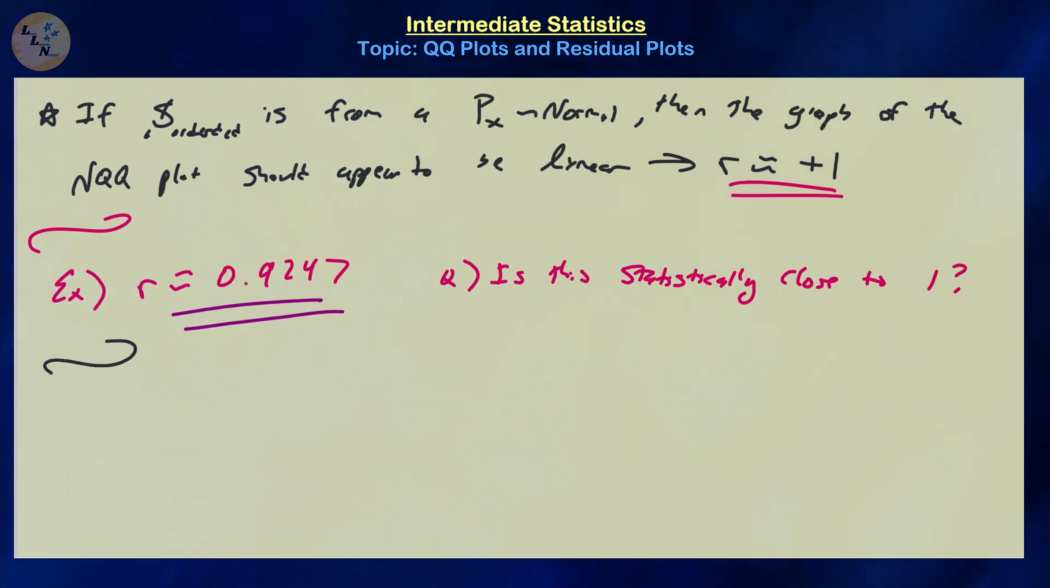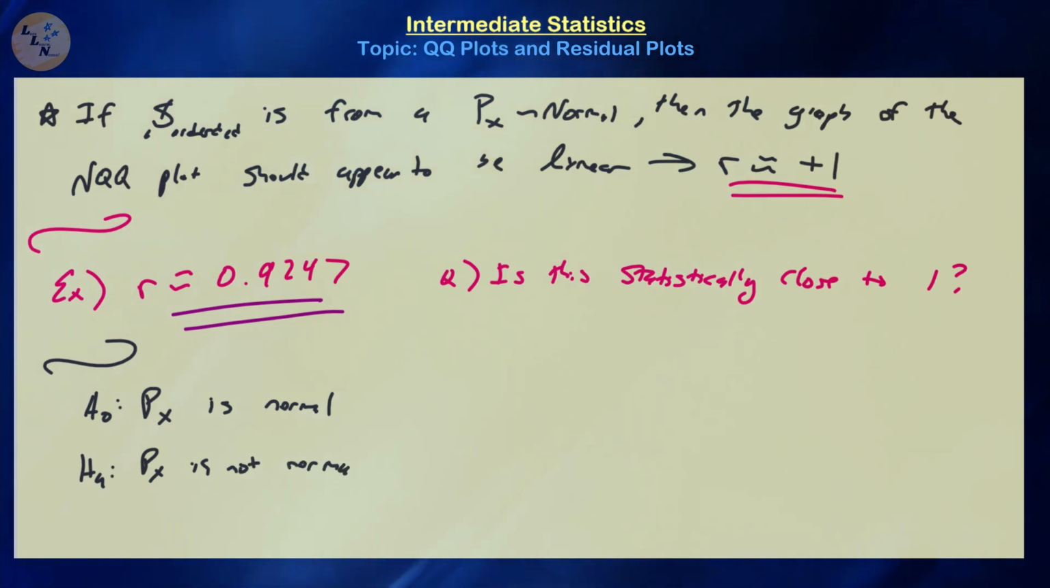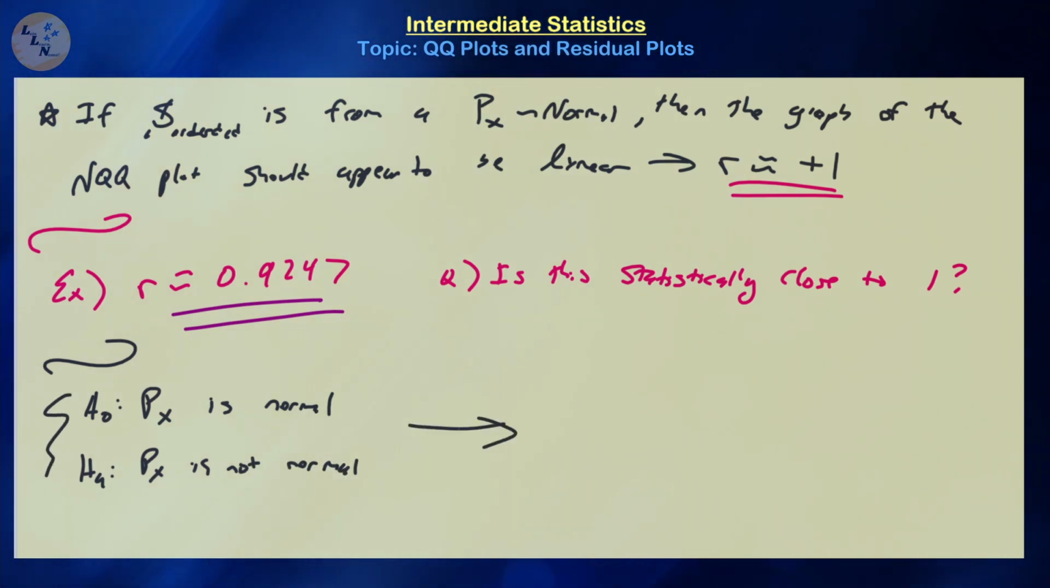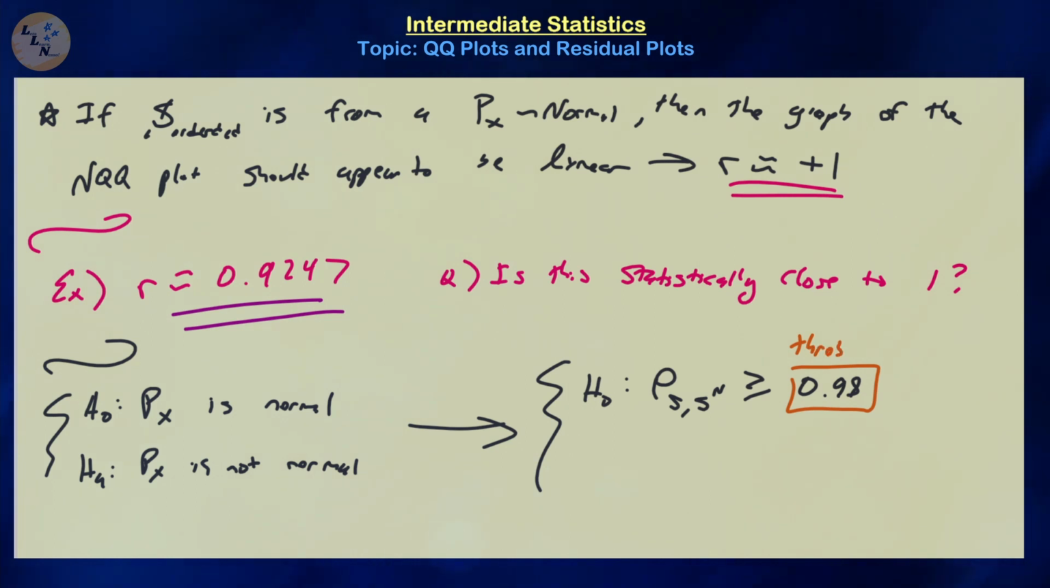So an equivalent way that we can approach this problem from the hypothesis testing perspective, so remember we're trying to say that pX is normal versus the alternative that pX is not normal, can be phrased in this particular perspective that the correlation coefficient between S and the normally distributed data set is greater than or equal to some threshold value. Now let's call that threshold value 0.98. You can change this to whatever you want. It really depends on the problem and the data set that you're actually looking at. But this definitely should be close to 1.